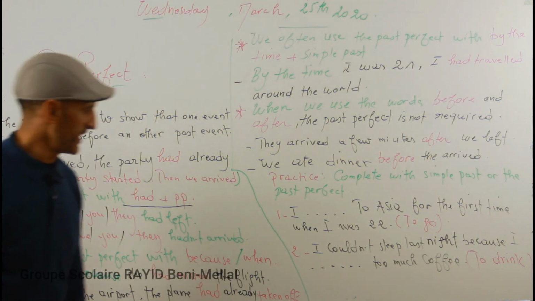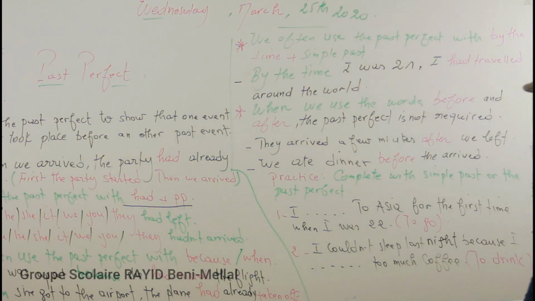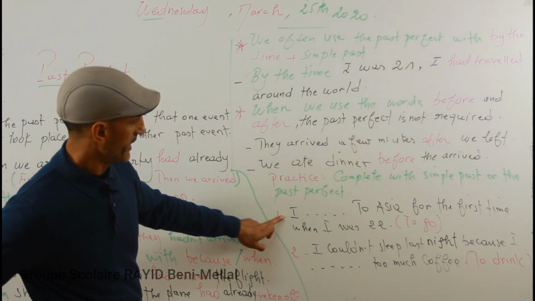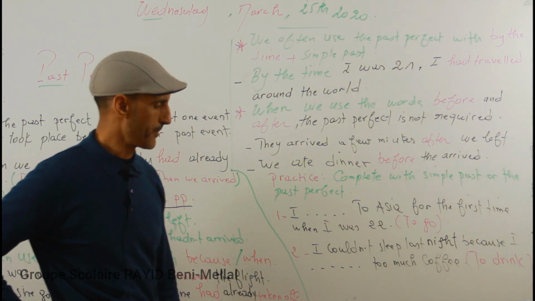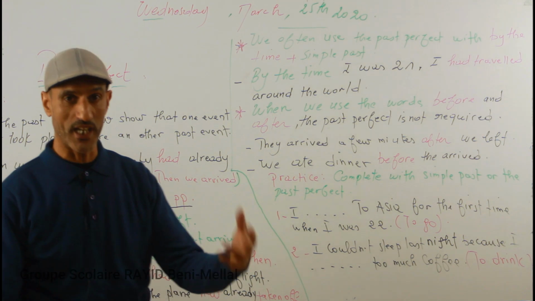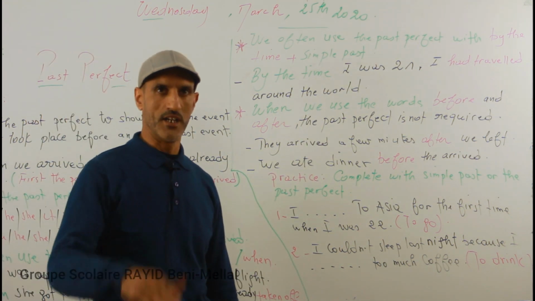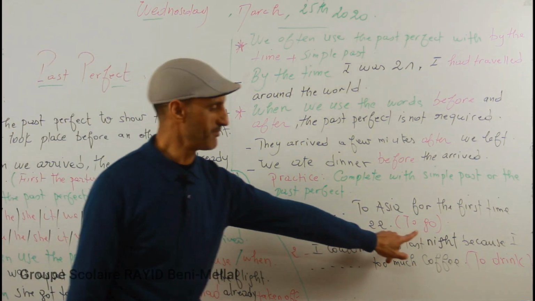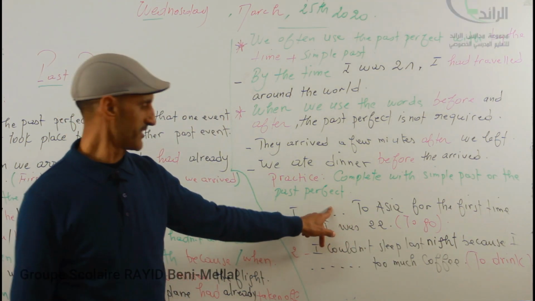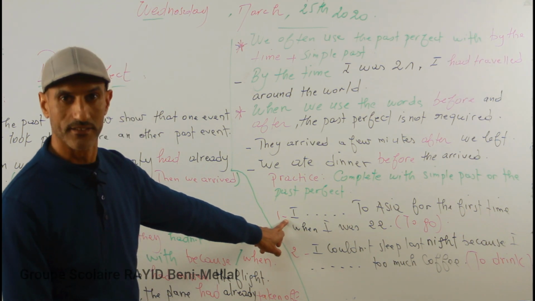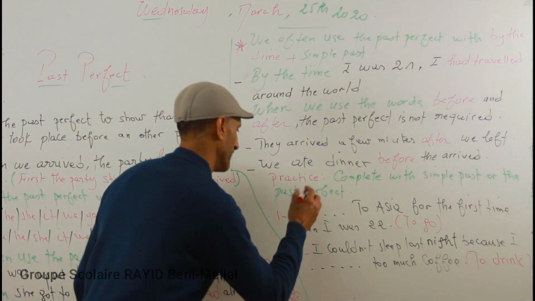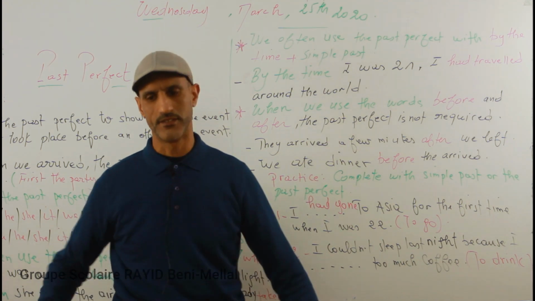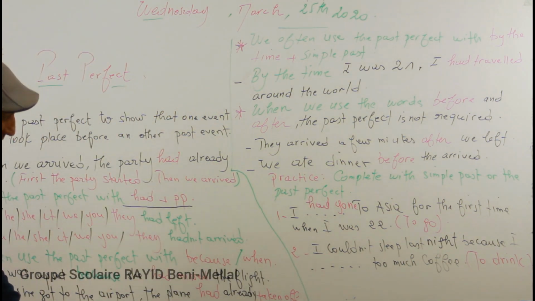Have you finished? Let's do the correction all together. You have to read the sentence carefully. We have: I blank to Asia for the first time when I was 22. We have said that when we use the past perfect, normally we have two actions. The earlier event is in the past perfect, and the later is in the simple past. As you can see here, we have the simple past, so automatically the action here should be in the past perfect. The correct answer is: I had gone. Had plus past participle; the past participle of go is gone. It's very simple.